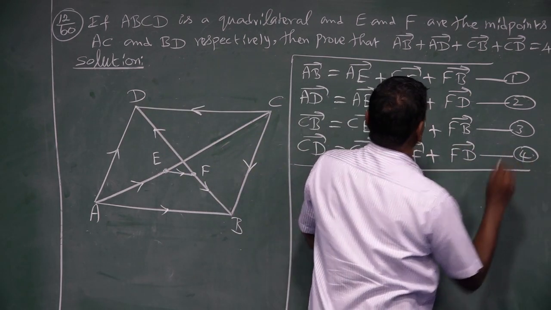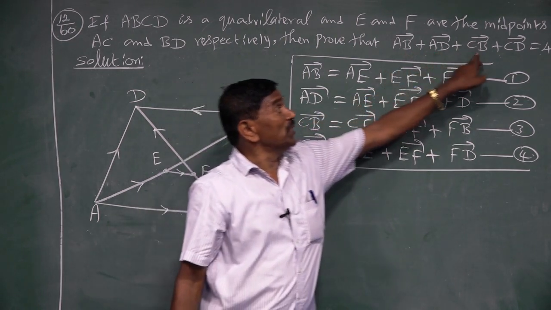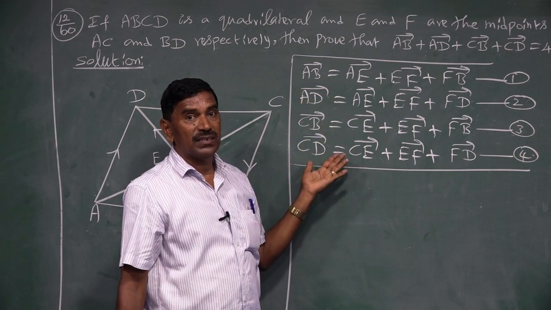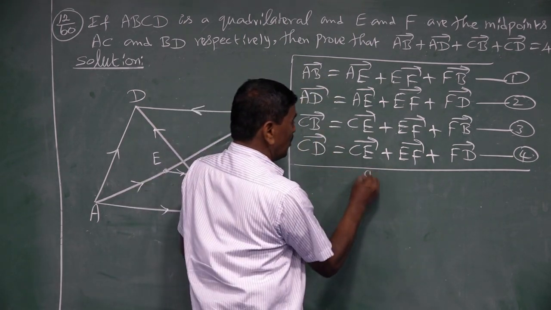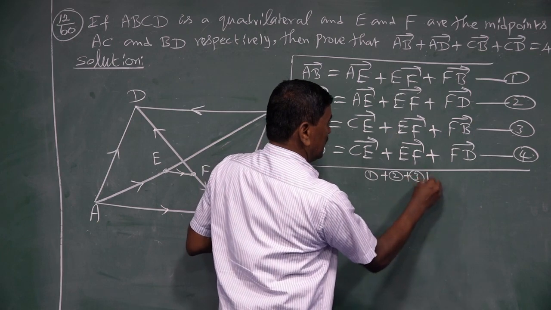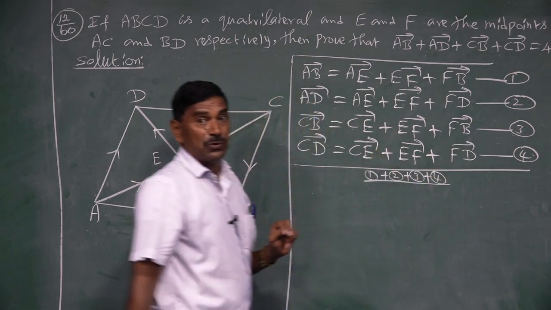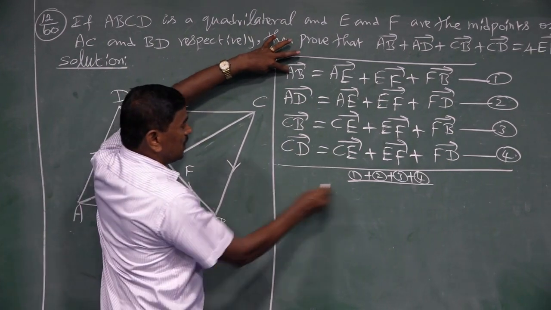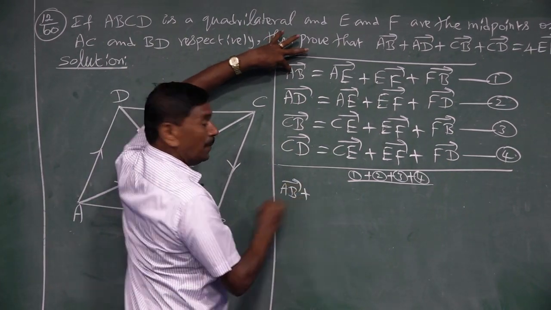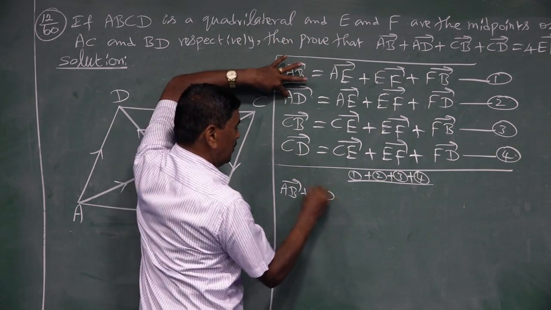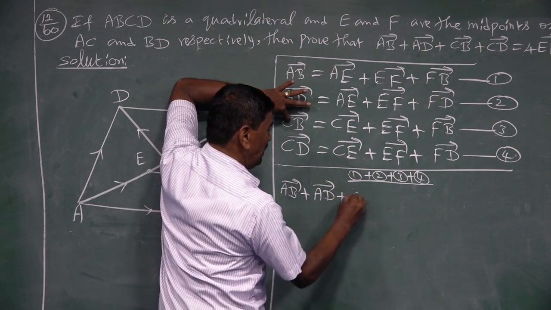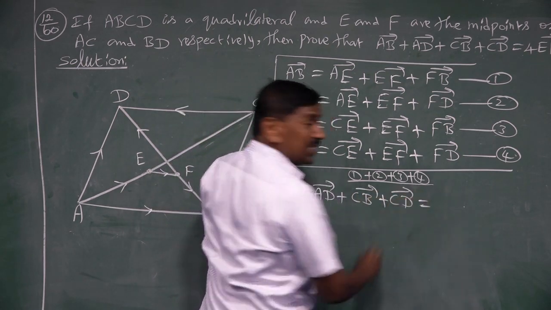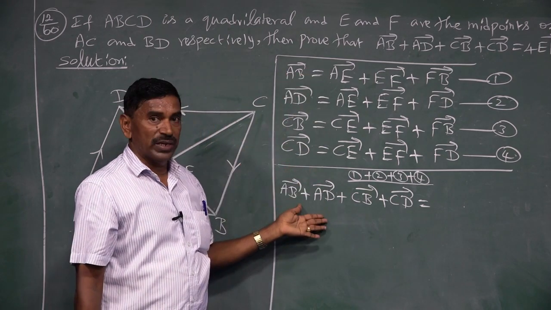Remember, on the left hand side I need 1, 2, 3, 4 terms. Yes, we have 4 equations. Now, do I want to add or subtract? Yes, I want to add, which means 1 plus 2 plus 3 plus 4. Sum of the LHS. Very good. That is AB vector plus AD vector plus CB vector plus CD vector, which is equal to... Okay, sum of LHS over.